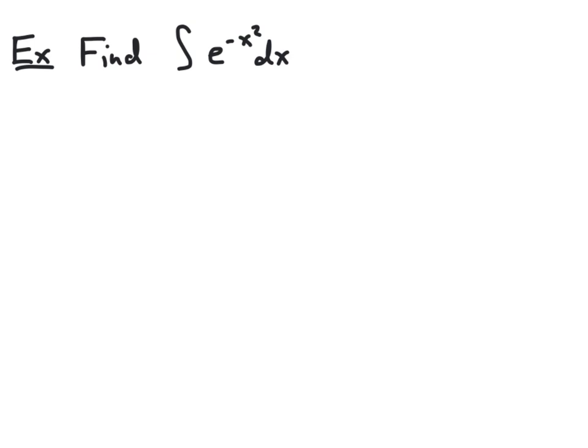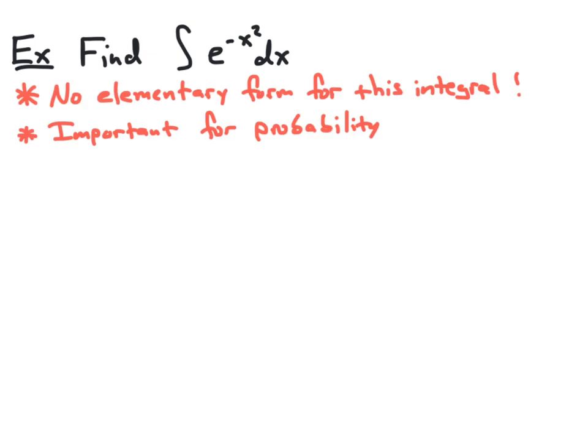In this example, we're asked to find the indefinite integral of e to the negative x squared dx. Before we evaluate this integral, we should make a couple comments about it. First, it's important to know that there's no elementary form for this indefinite integral. So if we tried to use any basic integration technique to find an antiderivative of e to the negative x squared, we would fail, because there's simply not an elementary function that can be written as the antiderivative of this function.